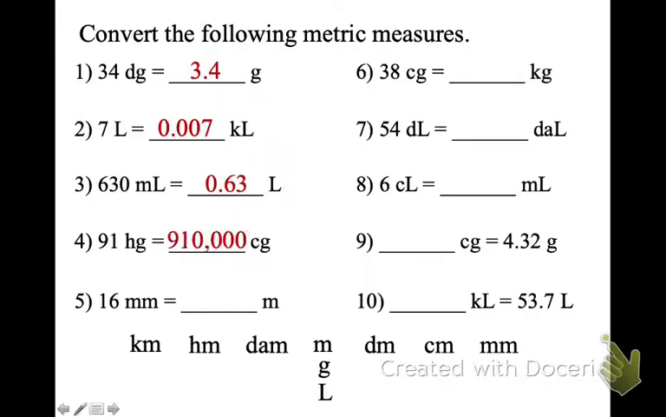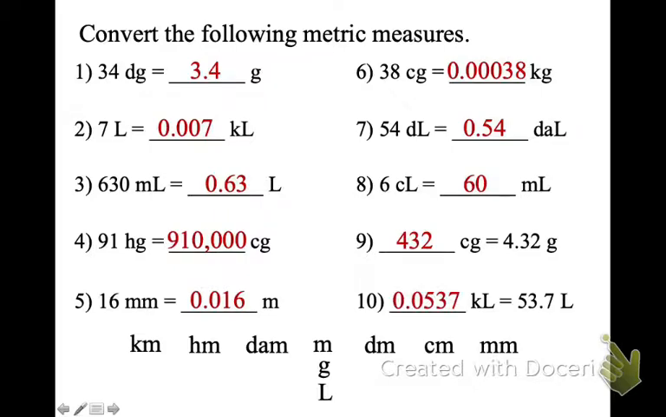Number 4 should have been 910,000 centigrams. Number 5 should have been 16 thousandths meters. Number 6 should have been 38 tenths, hundredths, thousandths, 10 thousandths, 100 thousandths. So 38 hundred thousandths kilograms. Number 7 should have been 54 hundredths decaliters. Number 8 should have been 60 milliliters. Number 9 is 432 centigrams.